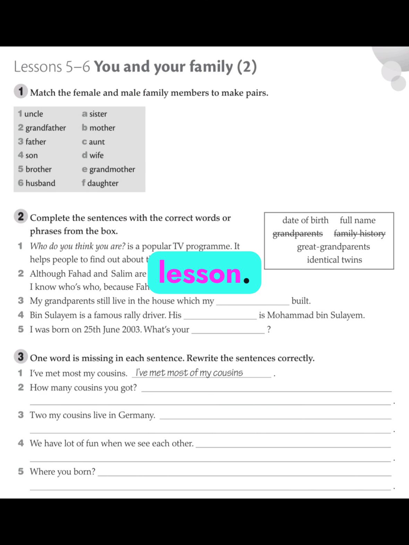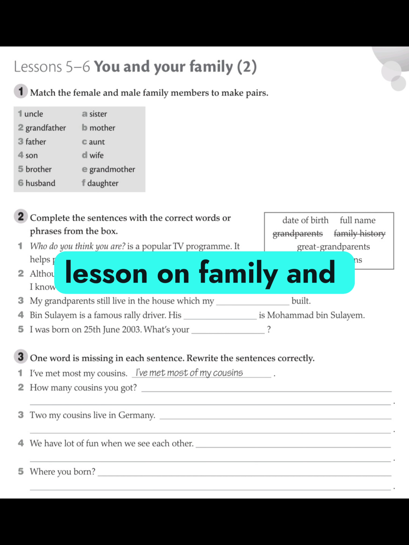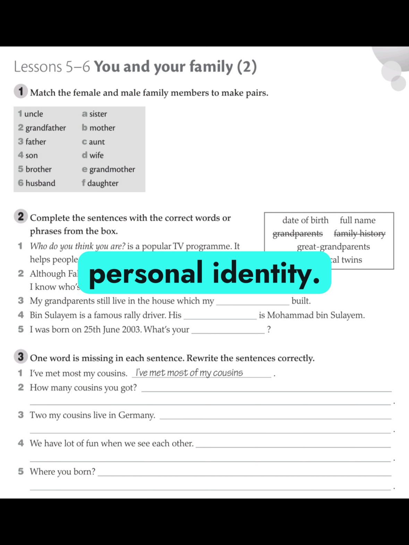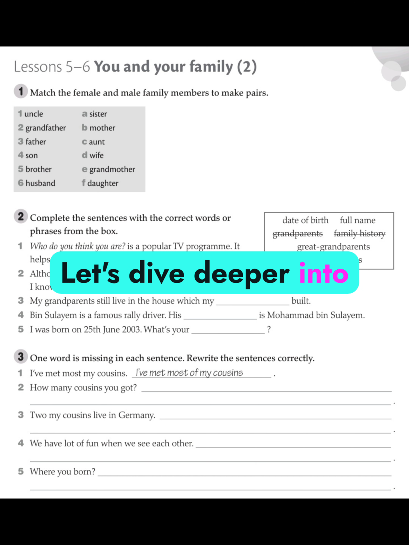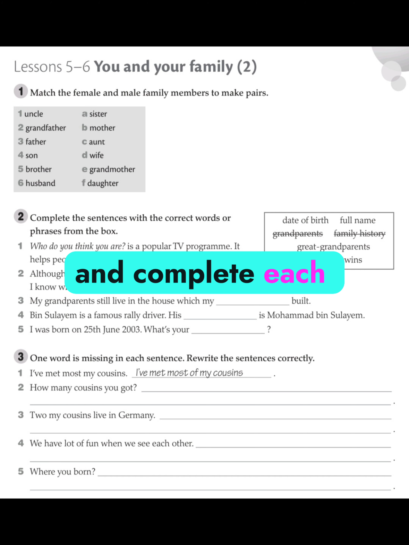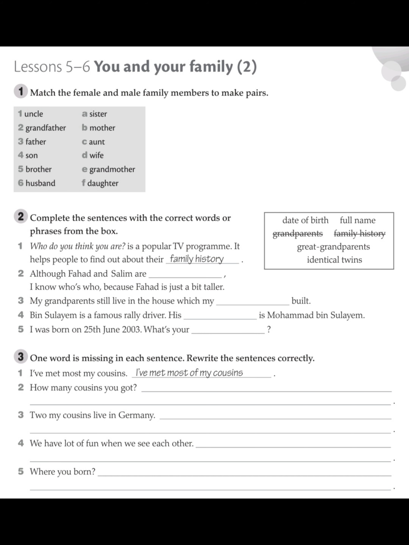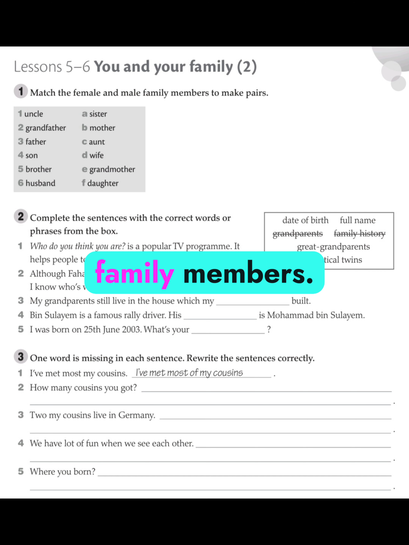Continuation of the lesson. Welcome back to our lesson on family and personal identity. Let's dive deeper into this worksheet and complete each section together. Section 1. Matching family members. We'll start with matching the female and male family members. Try to match each pair, and I'll reveal the answers afterward. Take a moment to think before I continue.